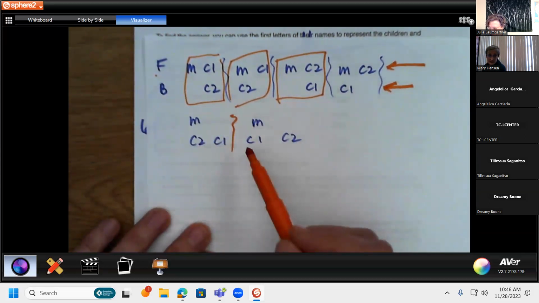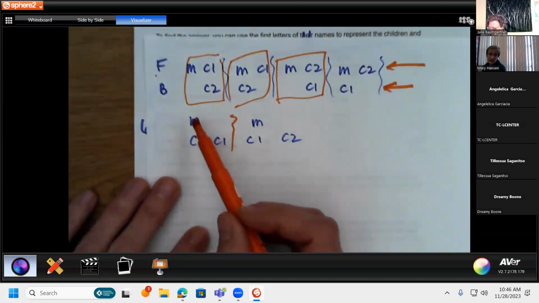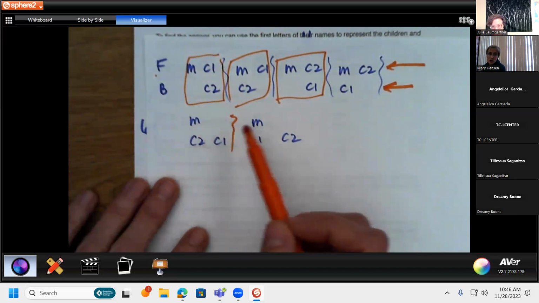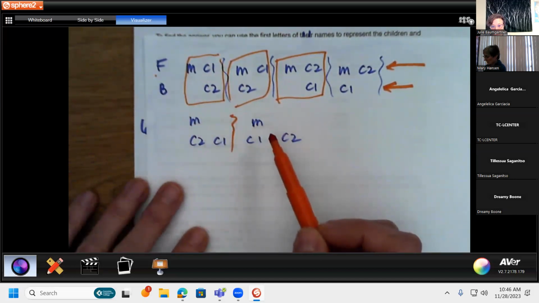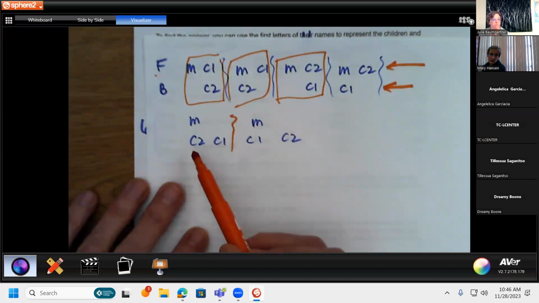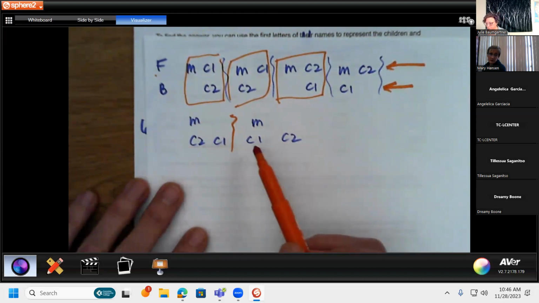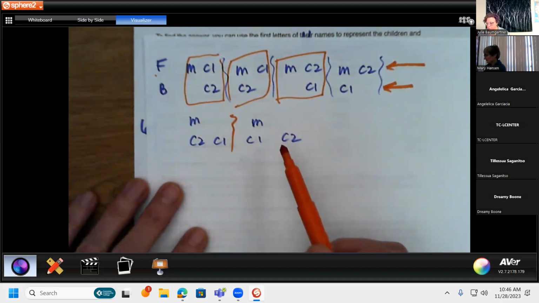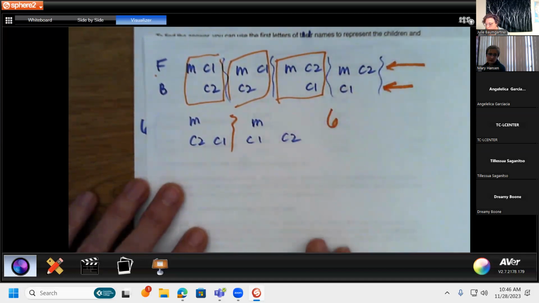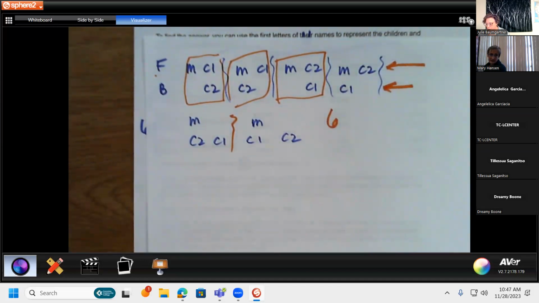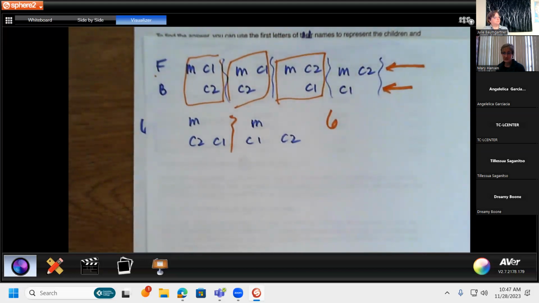And then I ran out of space. So I came down here and I said, okay, mother's still driving and now nobody's sitting in the front seat of the car. We can have child 2, child 1, or we can reverse them, child 1 and child 2. And so I came up with a total of 6 possibilities. And I got some answers in the chat of 6. Anyone want to share another way they organized themselves to figure out 6?